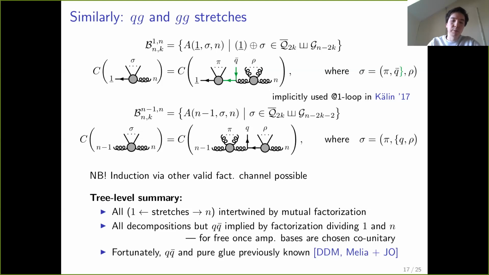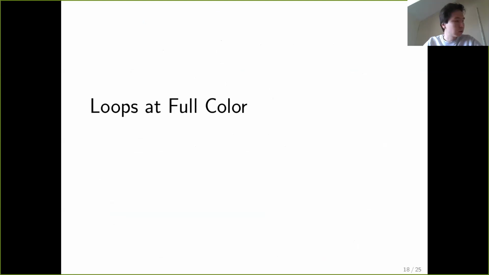So to summarize the tree-level story, now we have different allowed stretches, but they're all intertwined by mutual factorization. And once the amplitude bases are chosen co-unitary, all the decompositions but the QQ bar stretch are implied by factorization, with factorization channels that have one n being separated. And the fact that we knew already this color decomposition allows us to recurse very easily and write closed form formulae.